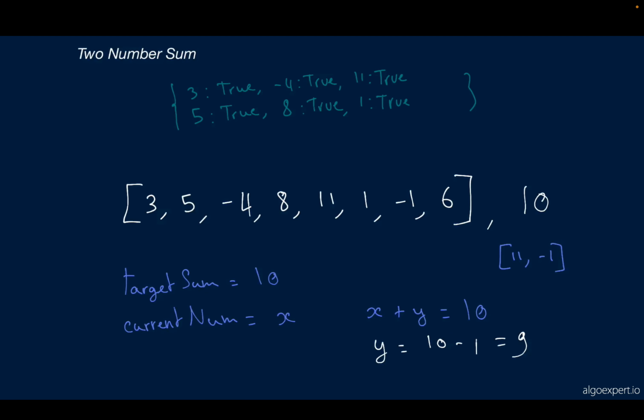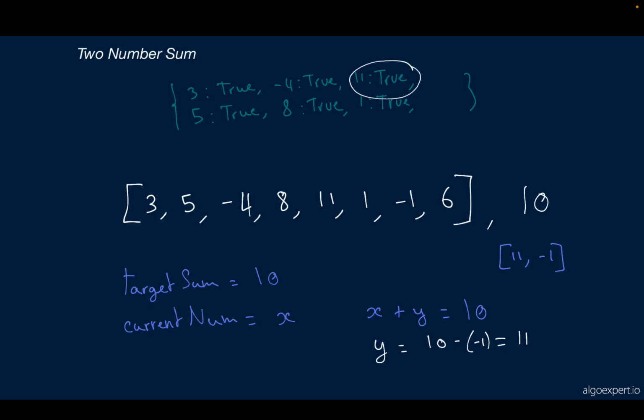And now we get to the number that we care about. We get to negative 1. So we can calculate 10 minus negative 1. That's going to be equal to 11. And now if we check for the number 11 in our hash table, well, we'll notice that we have it here, right? And so because 11 is in our hash table, that means that we know we've traversed it in our array. We've traversed through it. So now we can just return 11 and negative 1, and we're done.